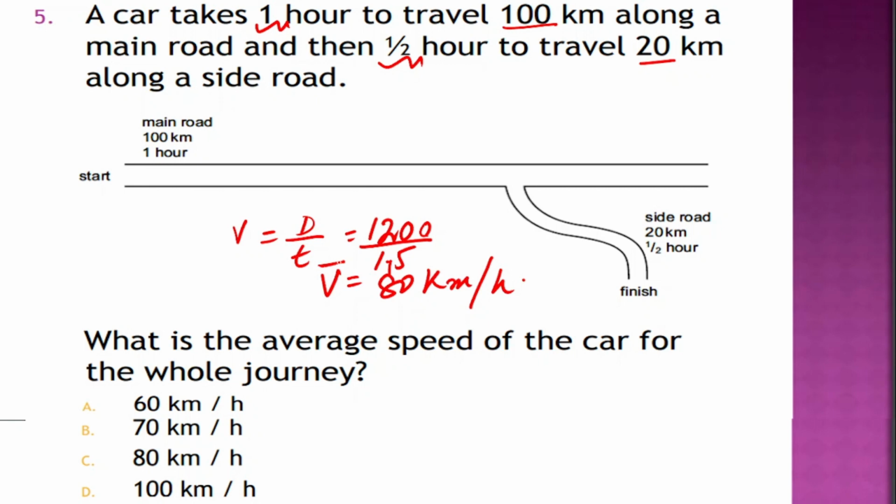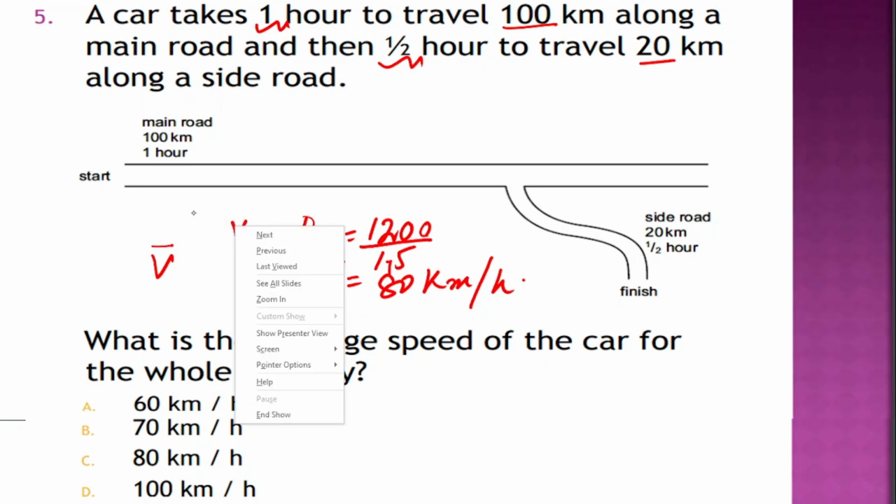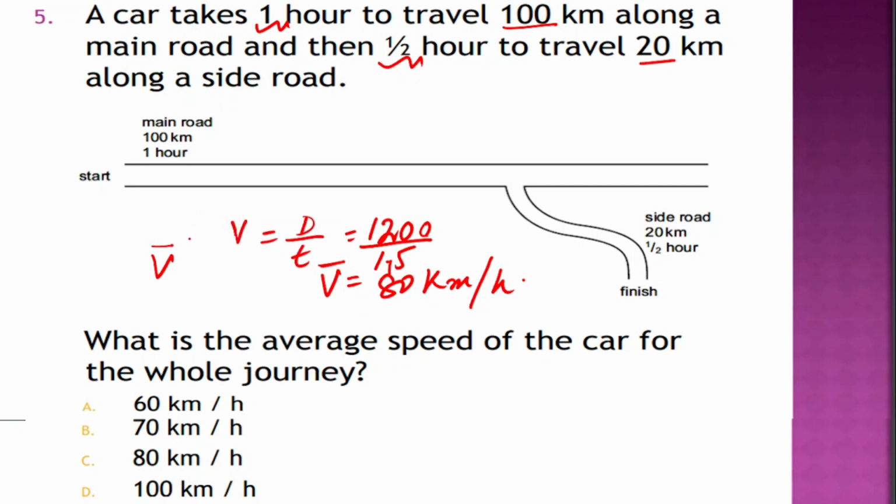Average speed is denoted by a bar placed over V. Simply V represents the speed, but when we place a bar over V, that stands for average speed.